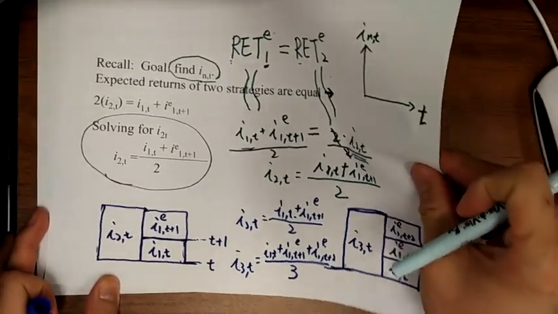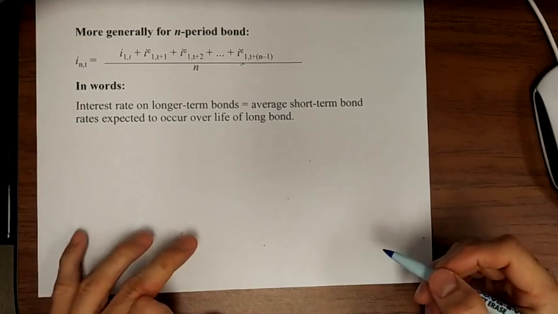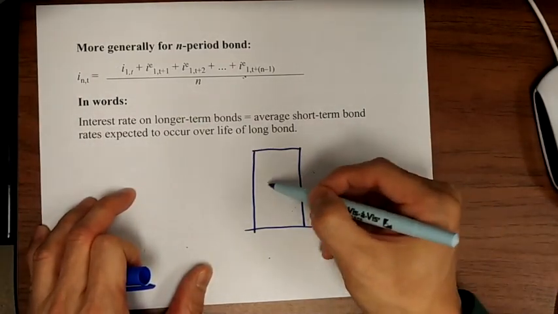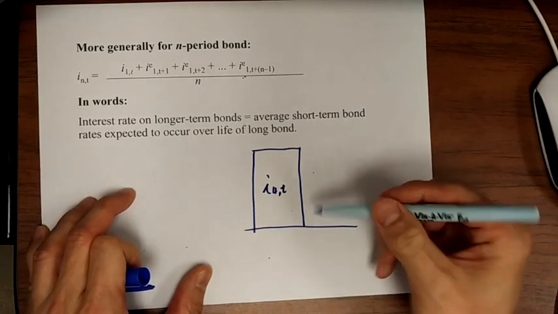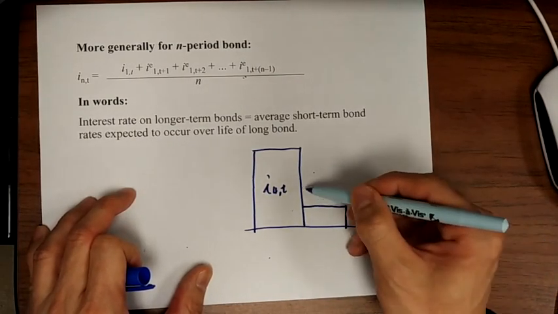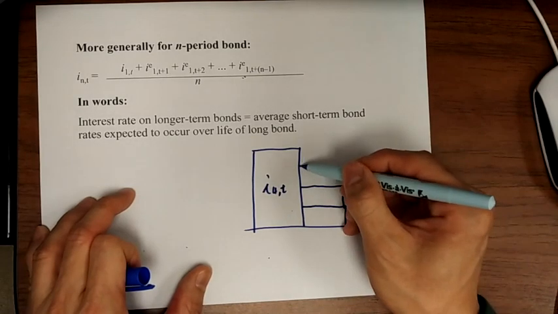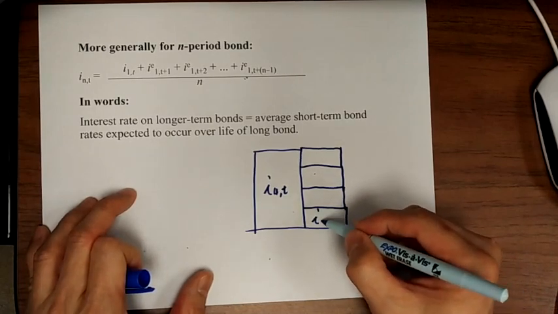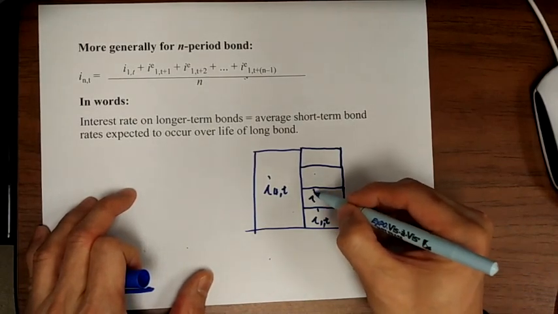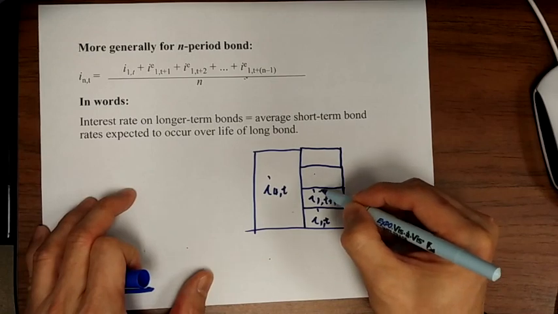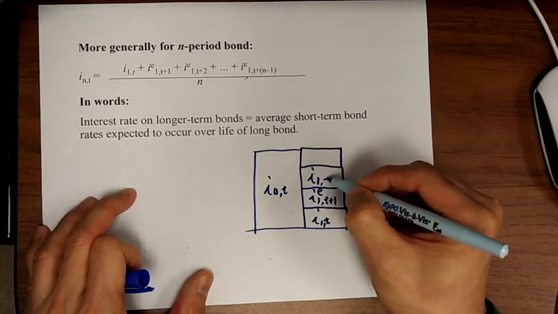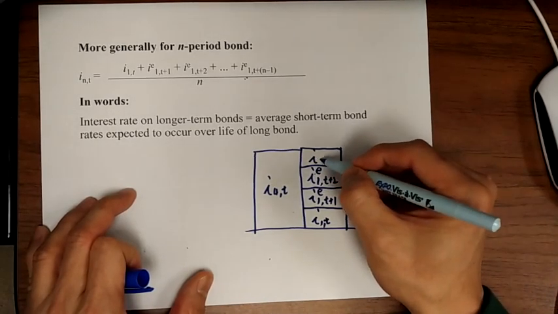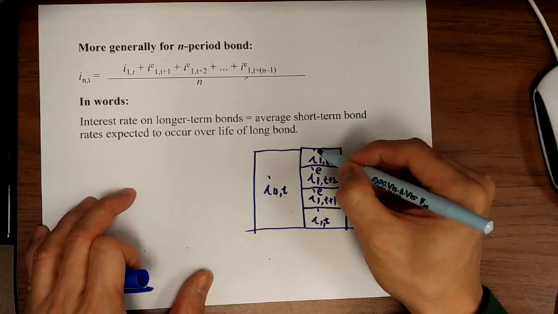Therefore, the same thing, the 4-year bond interest rate should be equal to the average of the next 4 1-year bond interest rates, I1T, the 1-year bond issued at T plus 1 expected, the 1-year bond issued at T plus 2 expected, I1T plus 3E.